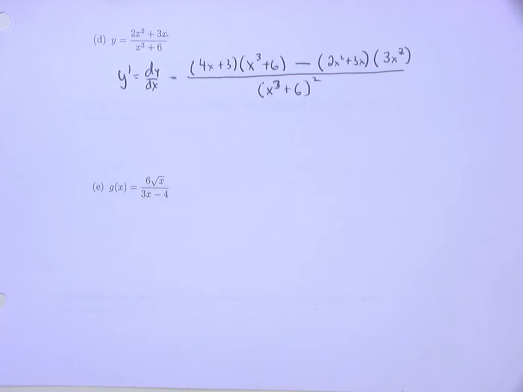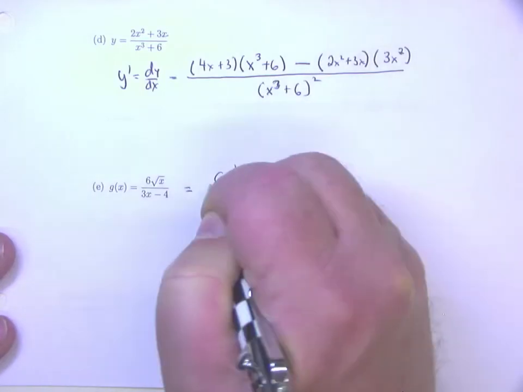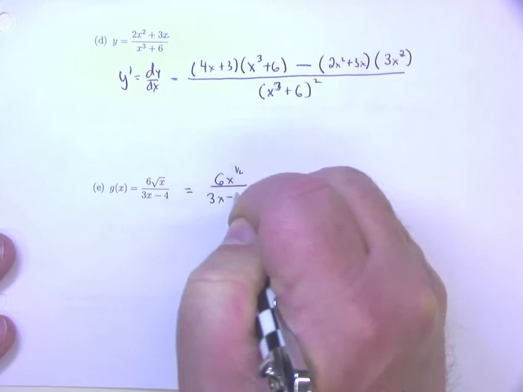g(x) = 6 times the square root of x divided by (3x - 4). First thing I'm going to do is identify. It's a big old divide here, so it's a quotient rule. But I don't do square roots. I'm going to clean them up first. This is 6x^(1/2) divided by (3x - 4).